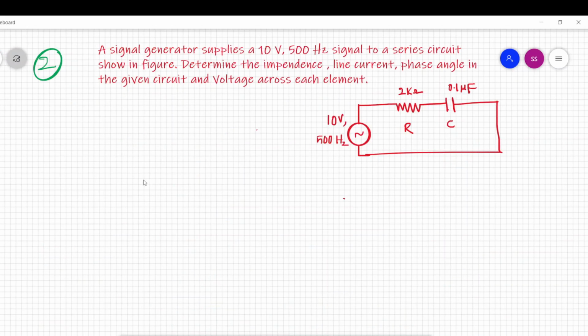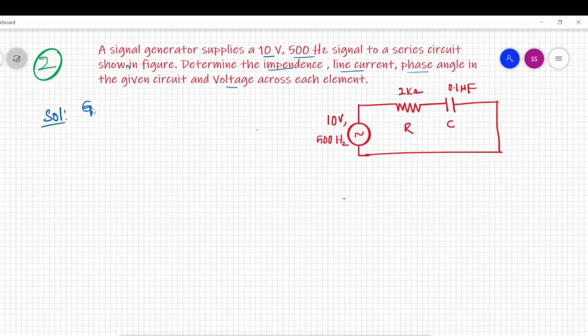So here is the second problem. A signal generator supplies a voltage of 10 volts and the frequency is 500 Hz. So based on the units, you need to understand what the given parameter is. A 500 Hz signal to a series circuit shown in the figure. Okay, and we need to determine impedance, line current, which is nothing but current through the circuit, phase angle, and voltage across each element. Okay, so let us try to solve here.